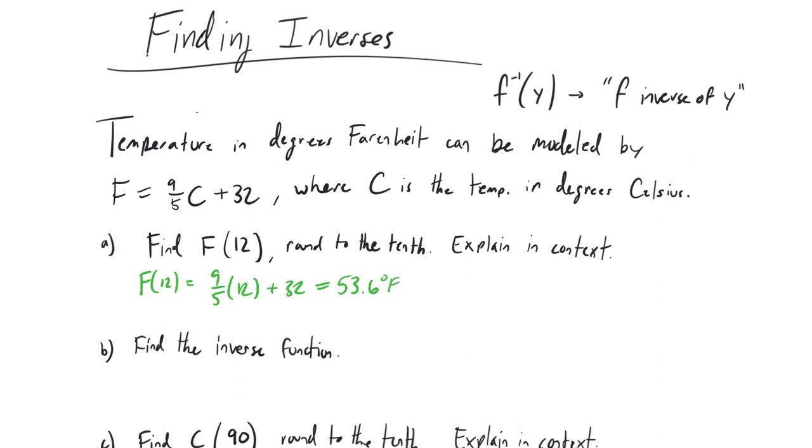And so it wants us to explain this in context. So basically we want to think about the input first. The input was 12 degrees, and that's 12 degrees Celsius. And then the output was the 53 degrees Fahrenheit.